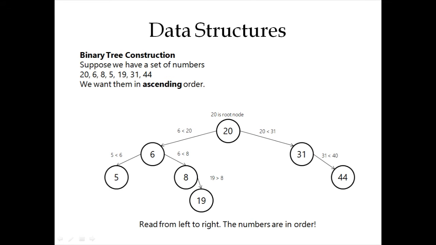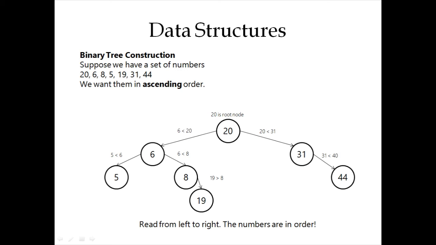Binary trees can be used to sort numbers. Say we want the set of numbers given in ascending order. The exam may ask for descending order, so be careful. It's really quite simple. Starting with 20, the root node, we simply check if the number is higher or lower. 6 is lower than 20, so we put it to the left. 31 is higher, so we put it to the right.